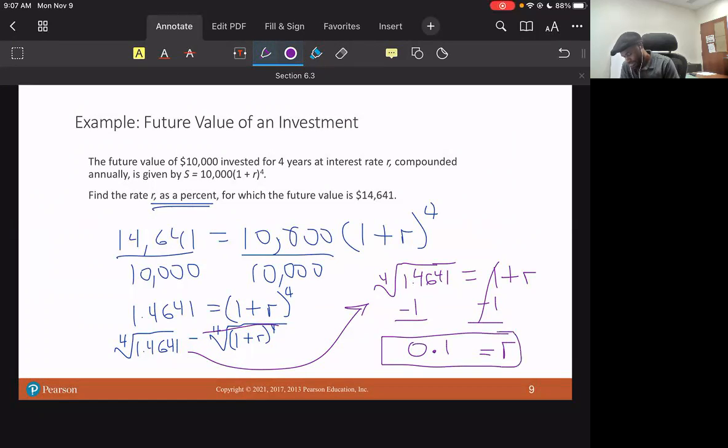But again, that is not a percent. That's a decimal. So to convert to a percent, we're going to multiply by 100. So we'll take 0.1 times 100. So that's actually 10%. And I'm going to take a calculator and verify my answer. I'm going to take $10,000 times 1 plus 0.10, or 10%, raised to the fourth power. And indeed, that is my answer.